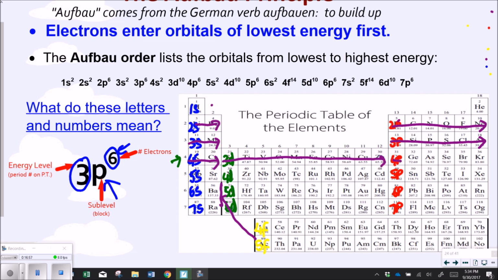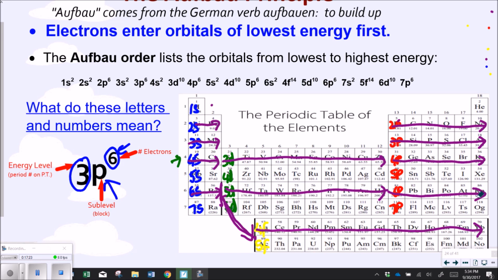Then 4p1 through 4p6, and so on. And then when you get to the 6s, you have 6s2, and then you have to switch to f: 4f1 through 4f14, and then you are back to 5d1 through 5d10, and 6p1 through 6p6, and so on.